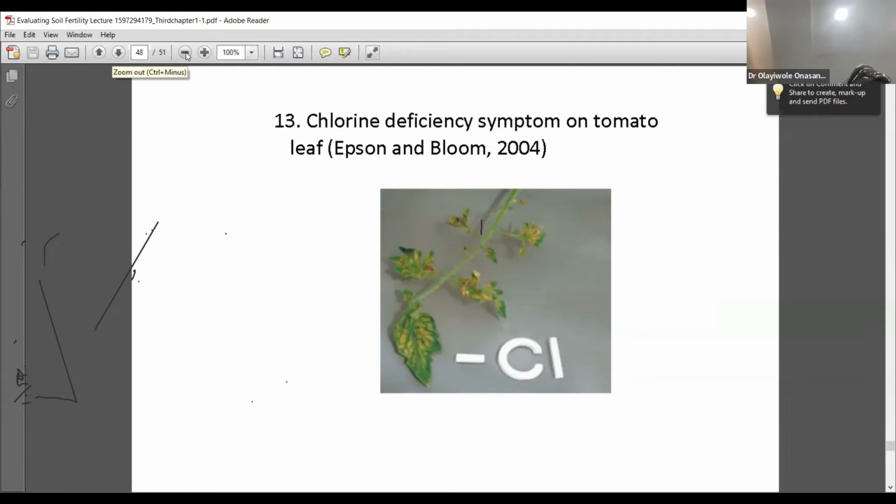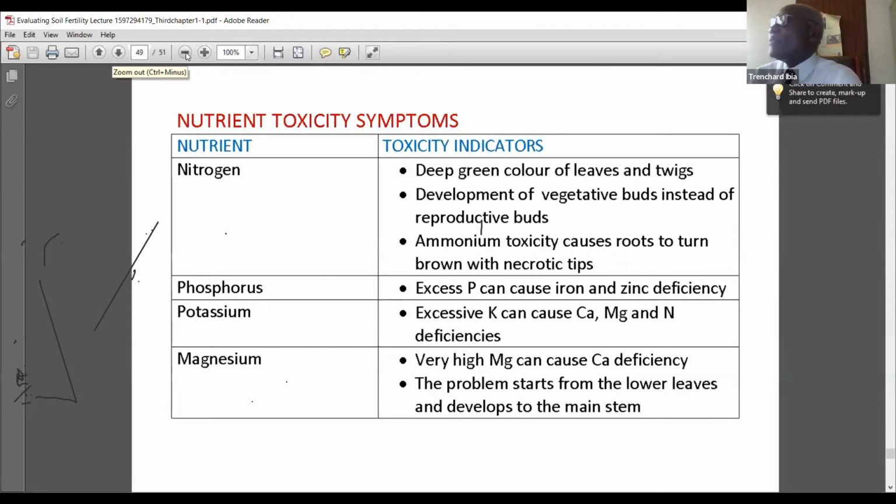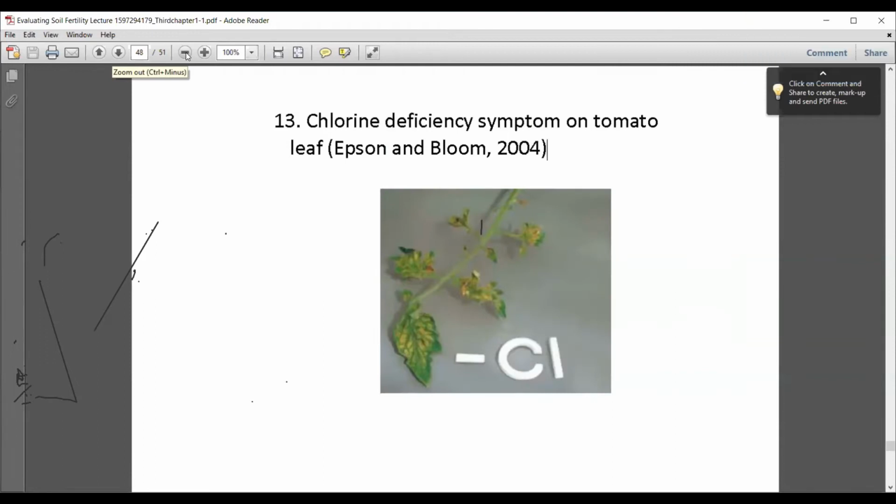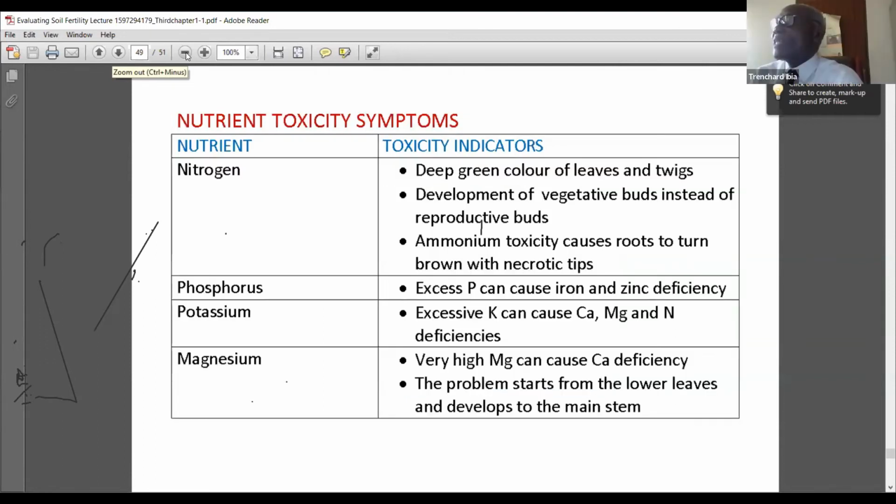Phosphorus excess can cause iron and zinc deficiency. We talked about nutrient antagonism last time. When you have excess phosphorus, it distorts the availability of iron and zinc. Potassium, yes, even though I said earlier on that potassium doesn't cause too much problem, it has been shown to cause calcium and magnesium deficiencies in some very rare cases.